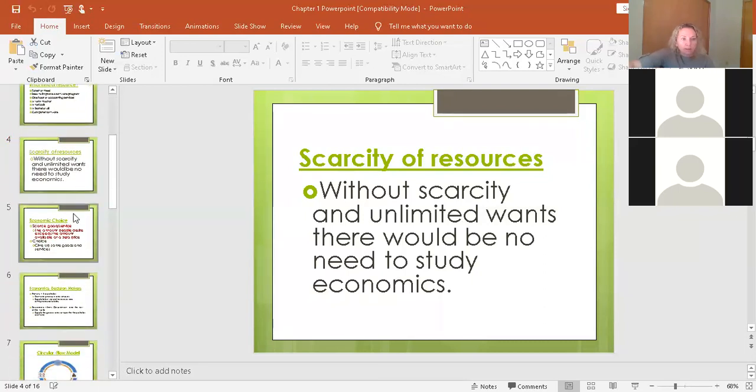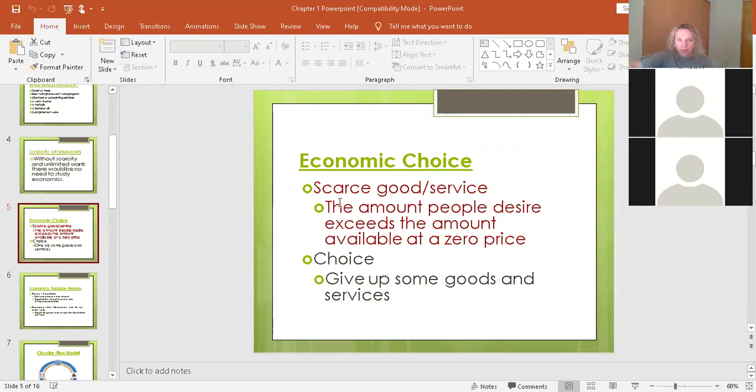All right, so let's talk a little bit about economic choice. First, I need to define scarce goods and services from an economic perspective. So in economics, a scarce good or service is a good or service in which, and I know this sounds confusing, but I'll explain it here in a minute, the quantity people desire of that good or service exceeds the amount available at a zero price.